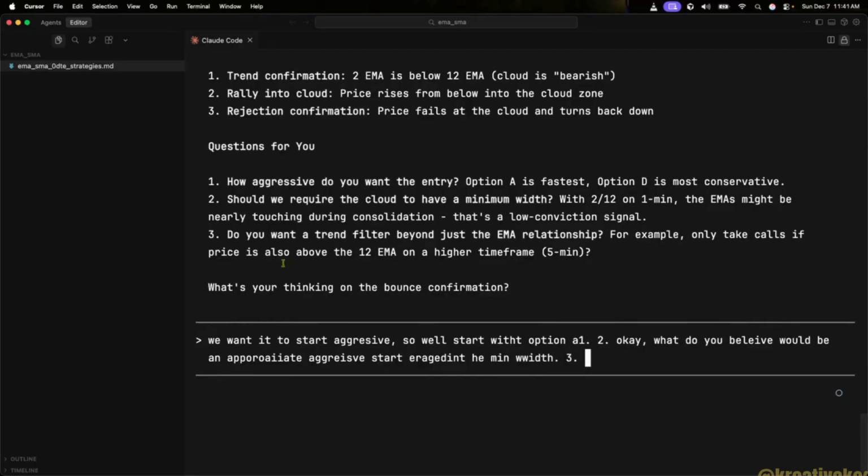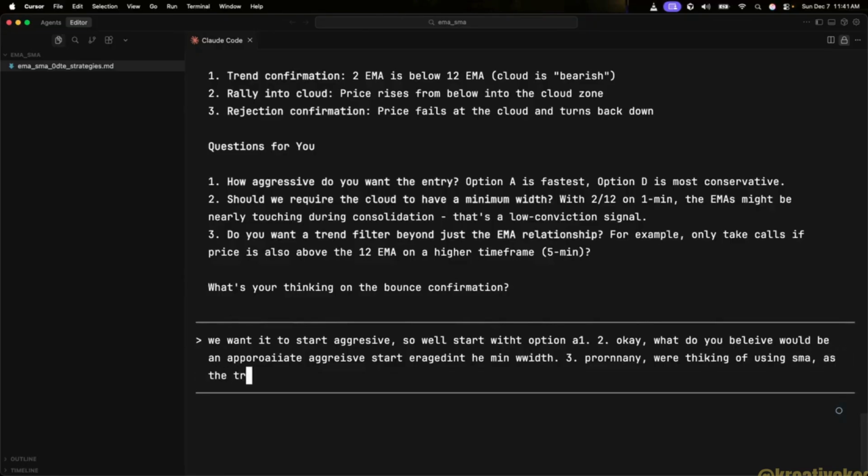3. Do you want a trend filter beyond just the EMA relationship? For example, only take calls if the price is above the 12 EMA on higher time frame. No. Probably. We're thinking of using SMA as the trend confirmation such that it guides and works with EMA. Let's discuss.